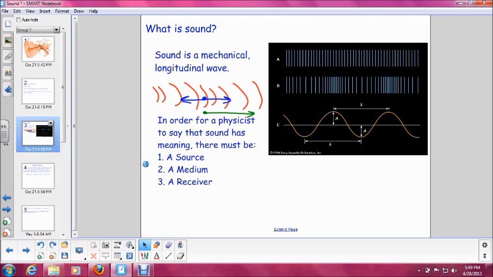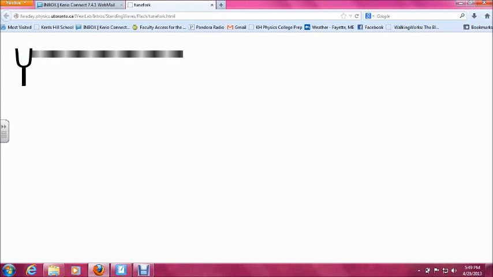So, a source of sound is anything that vibrates. So this little picture is something called a tuning fork. And a tuning fork makes a pure sound at a specific frequency. And you use it to tune instruments. You can see as this tuning fork vibrates back and forth, it pushes the air around it. Or if this is in water, it will push the water, whatever medium it's on. And as it pushes that air, it makes a longitudinal wave, causing those air molecules to bump into each other in succession until that sound wave hits somebody's ears.